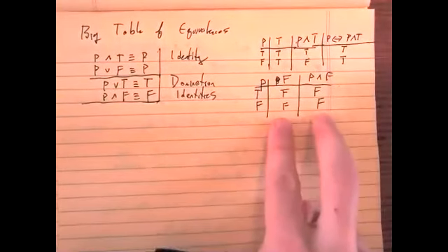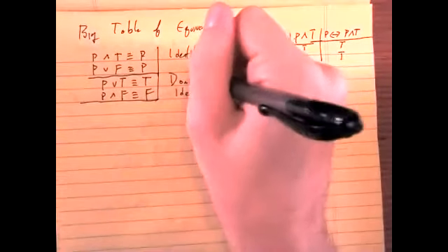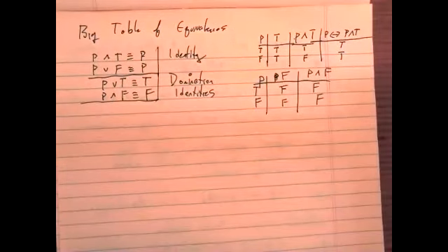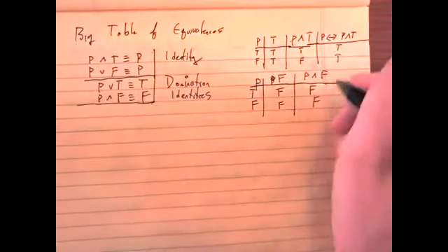And oh, what do you know? That's a domination. There's an I here. Domination. I didn't make up the names. Okay. False and false. So these are logically equivalent.